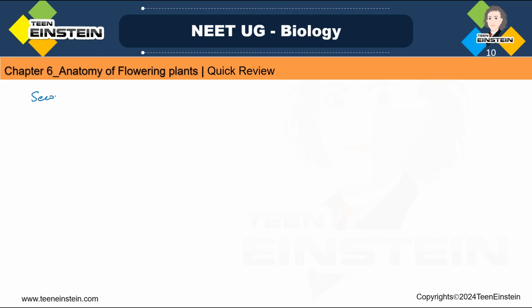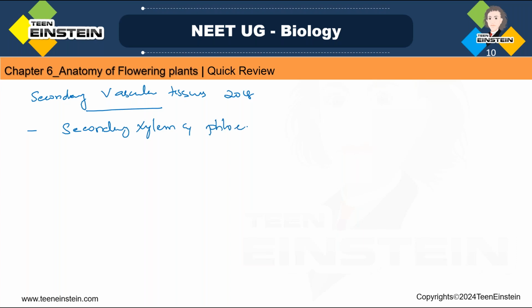In 2018, about the secondary vascular tissues, that means the secondary xylem and phloem, you got one question. Secondary xylem and phloem in stem are formed by vascular cambium.